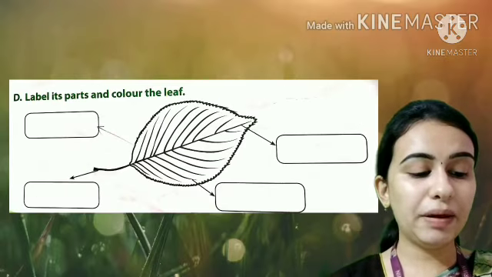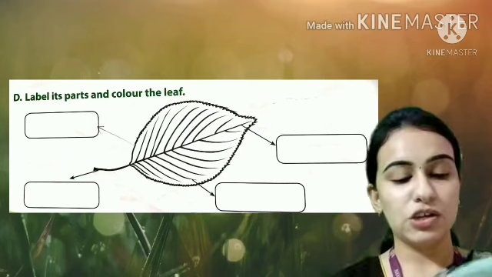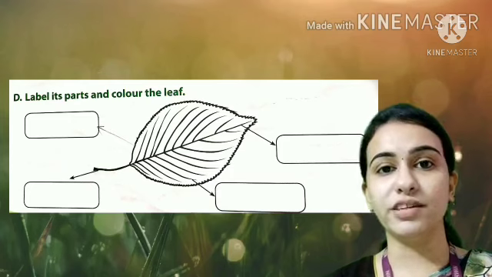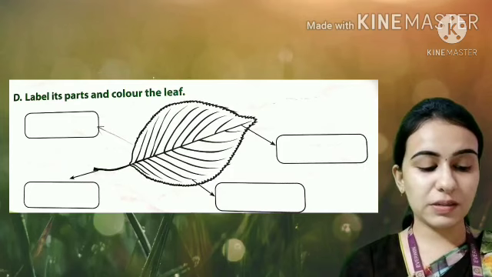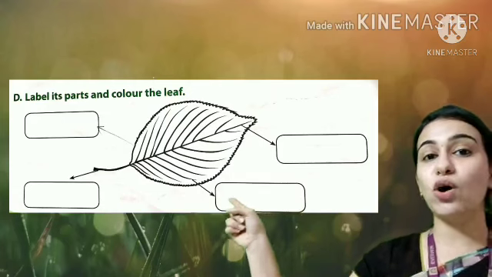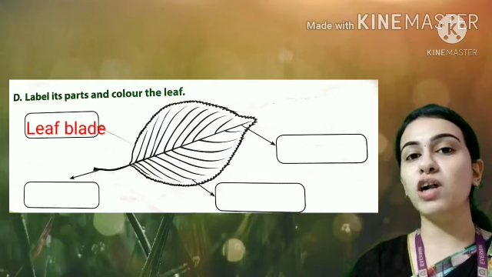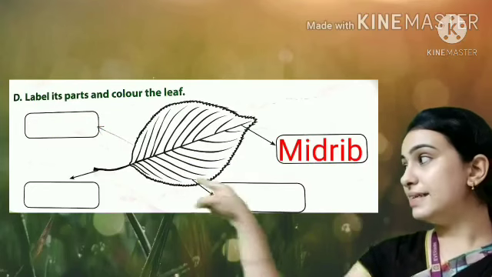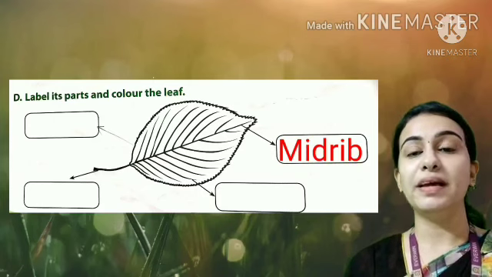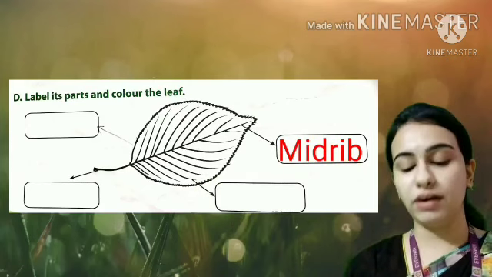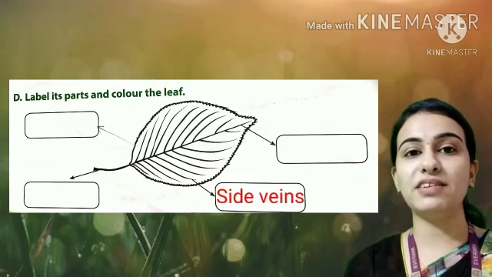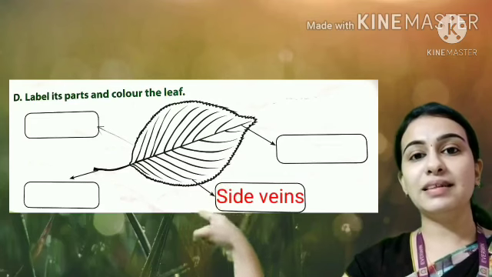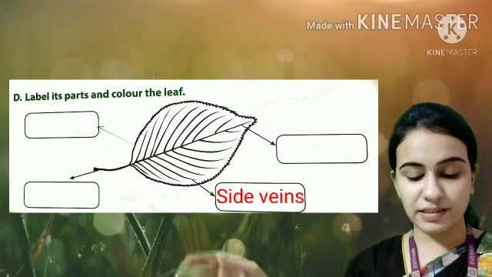D. Label its parts and color the leaf. So you are going to label the parts of the leaf and color it. What is the first part? The first part of the leaf is called the leaf blade. That outer cover is called the leaf blade. Then the center line inside is called the midrib. And the small V-shaped lines are called side veins.